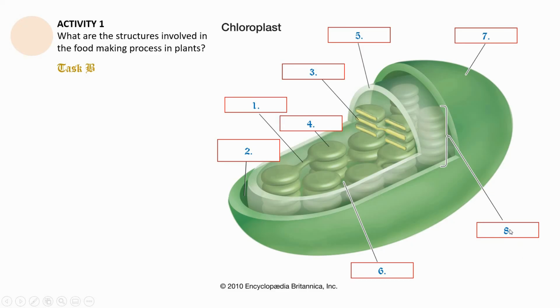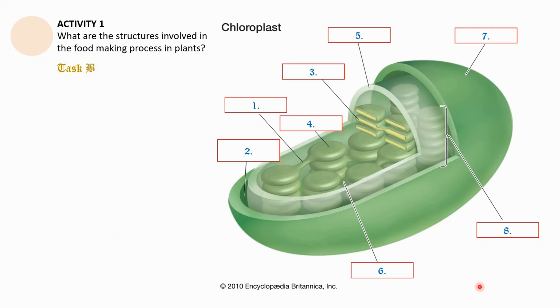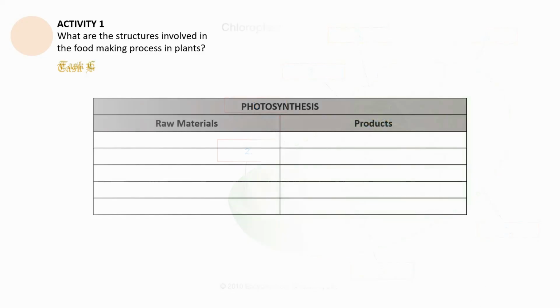So what you need to do is on your sheet of clean paper, label your word task B, numbers 1 to 8. And then just write the name of the part of the chloroplast that is being pointed at. If you want to have more time, just pause this video. If you have decided to continue, that means you are ready for the next task.